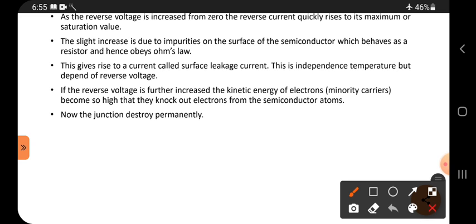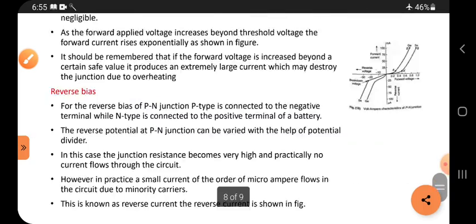So in forward bias also, when we increase the current too much, the junction is destroyed. Here in reverse bias also, too much voltage should not be applied. We have to apply voltage only up to a certain extent, and beyond it the diode can be damaged.